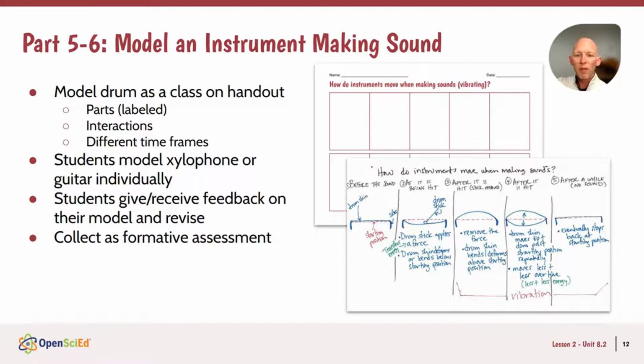So again, in part 5, you're putting your class model together. And in part 6, the bottom half of the handout, you're going to have students model some other instrument. It could be a xylophone, guitar, tuning fork, just some other instrument that they saw or explored. They're going to then share that with a peer, get some feedback, revise it, and this would be a great thing to collect at the end of the day as a formative assessment.